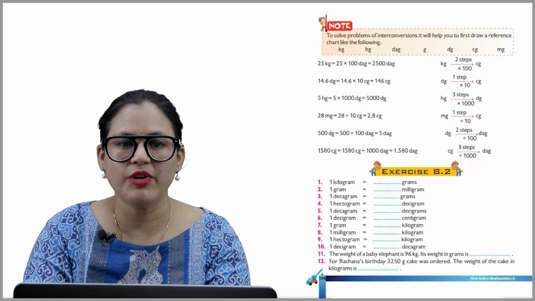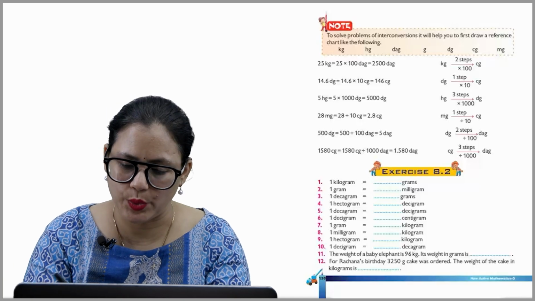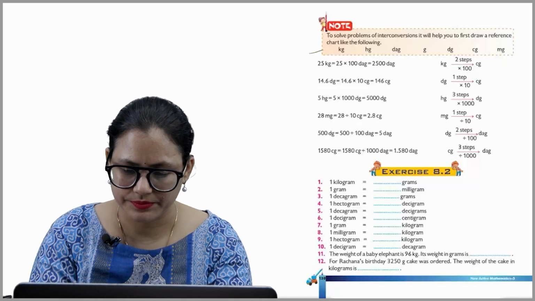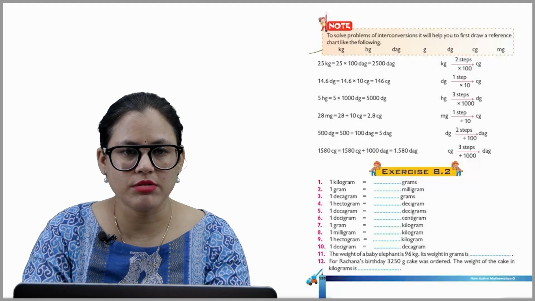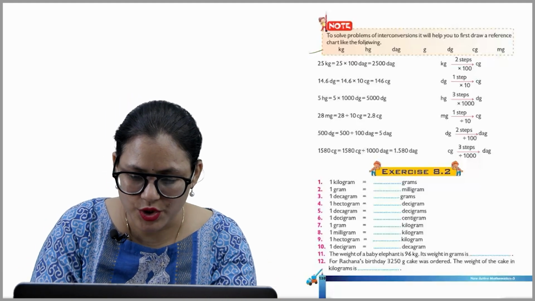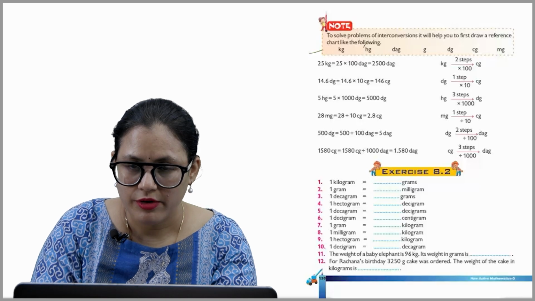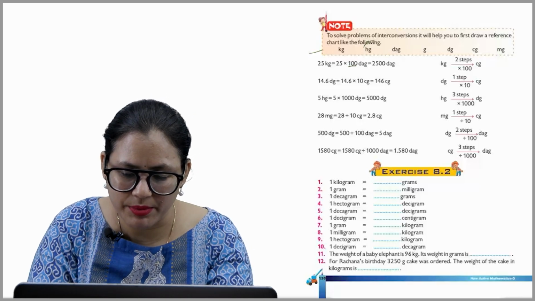Note, to solve the problems of interconversions, it will help you to first draw a reference chart like the following. This one. 25 kilogram, you have to convert it into decagram. So, you will multiply by how much? See, 1, 2. We are going from left to right and we moved 2 steps. So, we will multiply by 100.